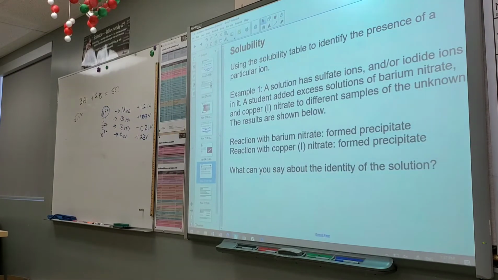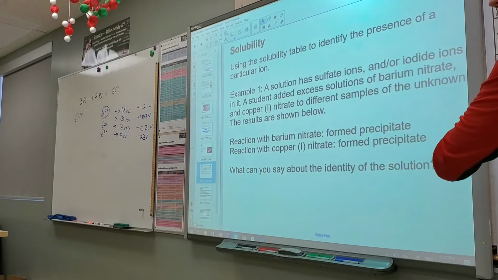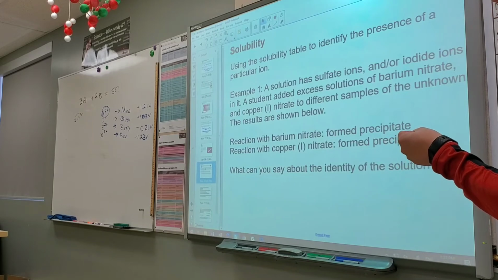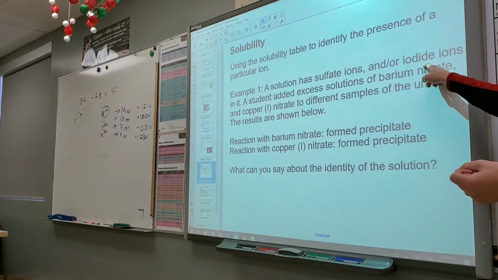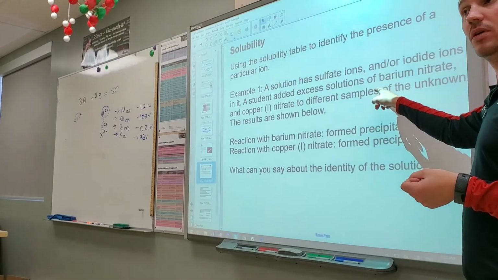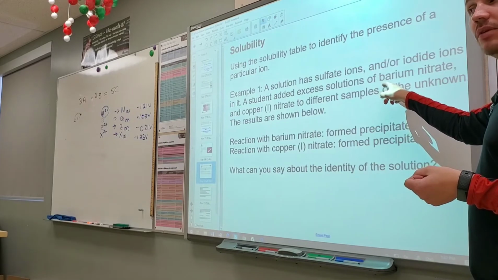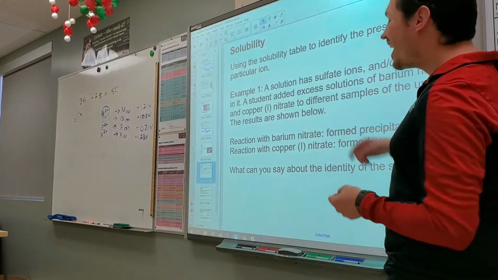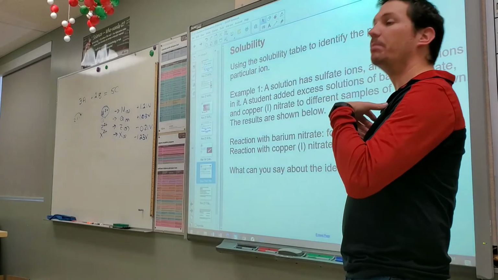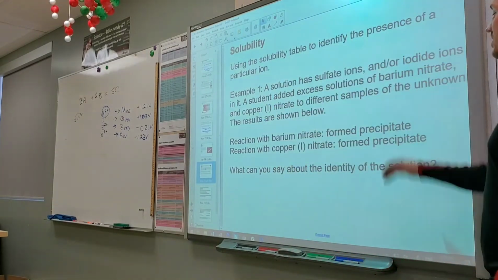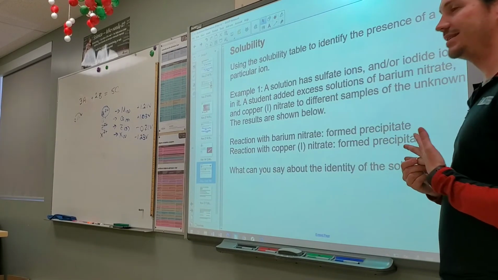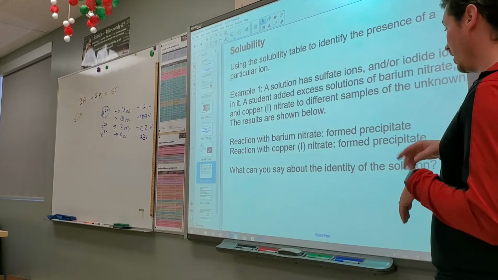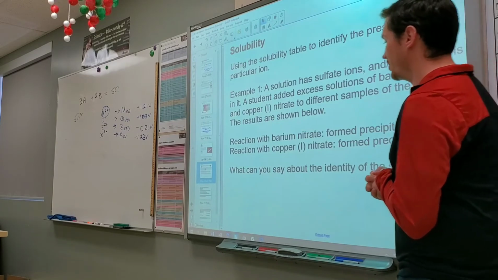Example number 1. A solution has sulfate ions and or iodide ions. So it could have one, it could have the other, or it could have both. Are we okay with that? Perfect. A student adds excess, so more than enough, solutions of barium nitrate and copper 1 nitrate to different samples of the unknown substance. The results are shown below.